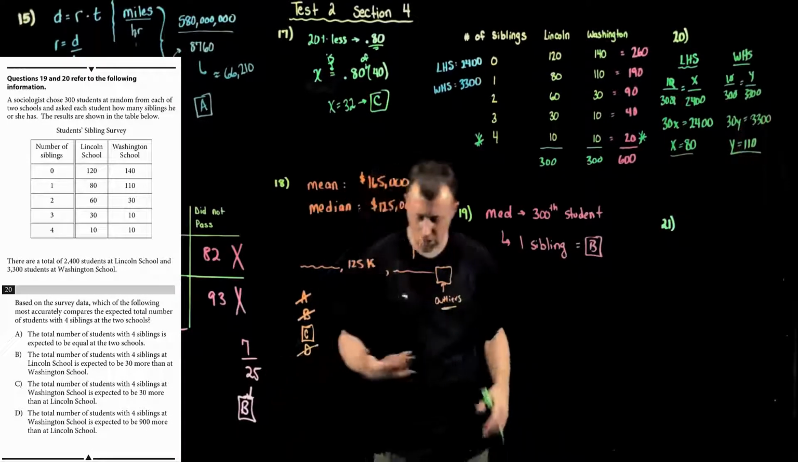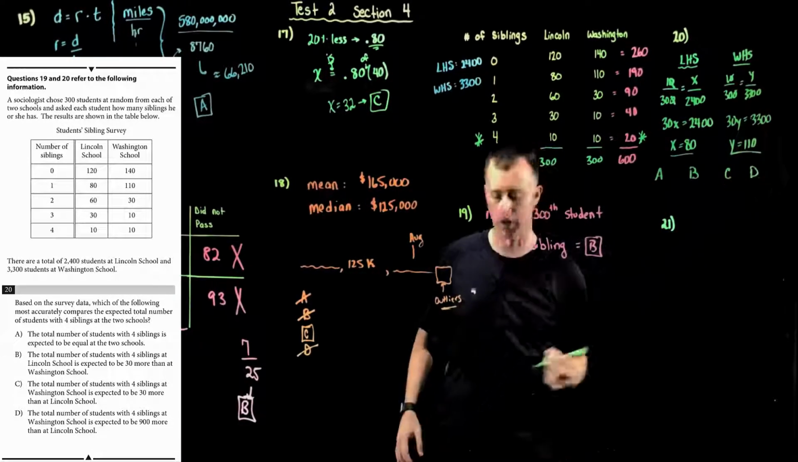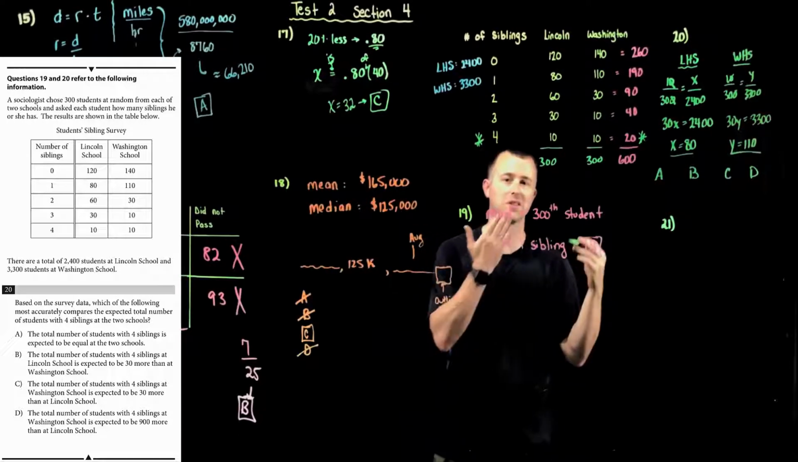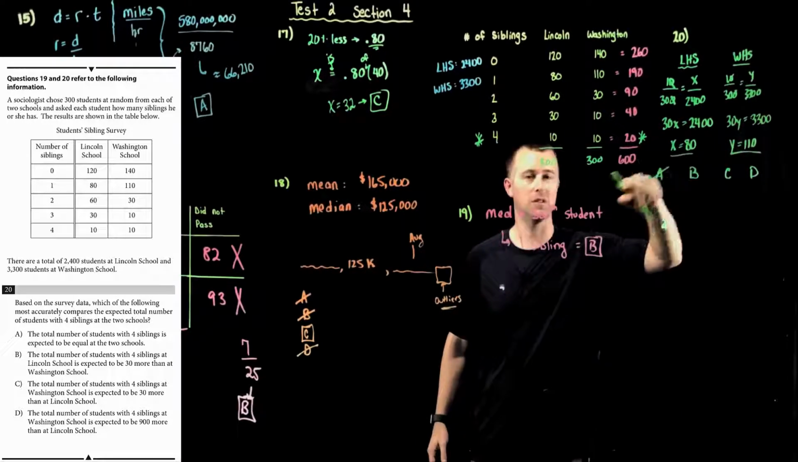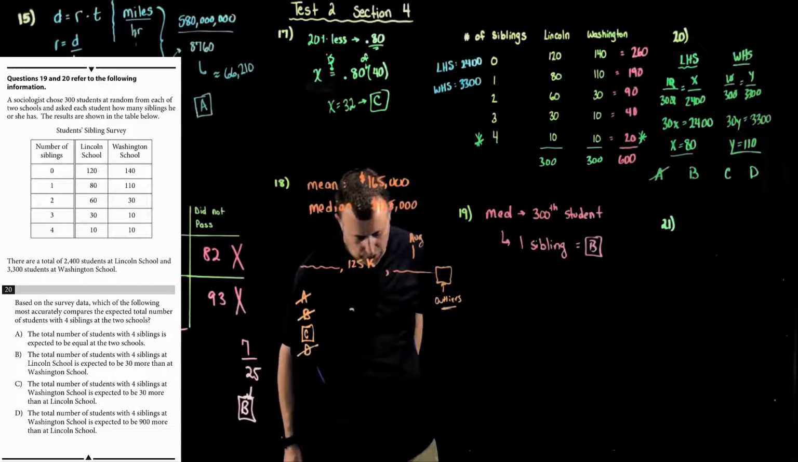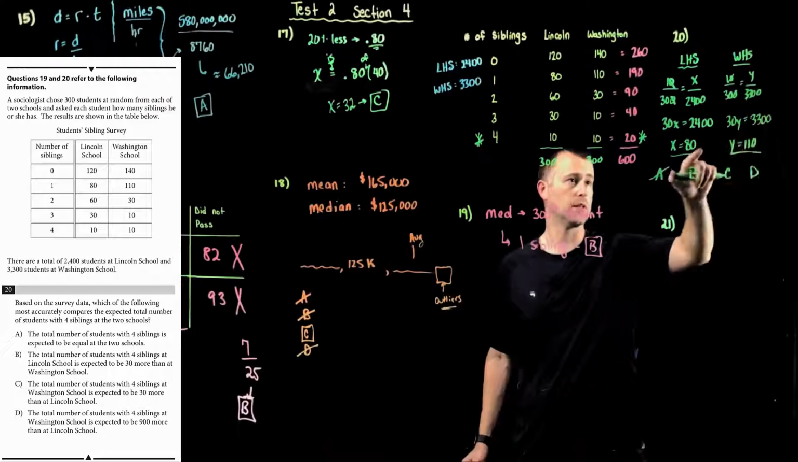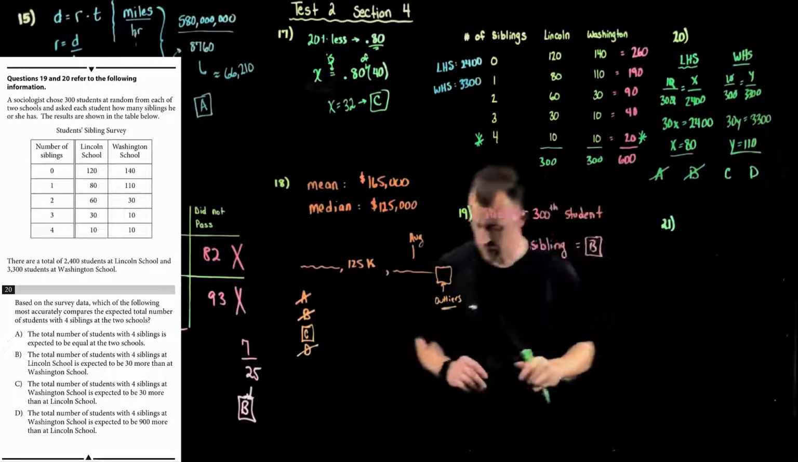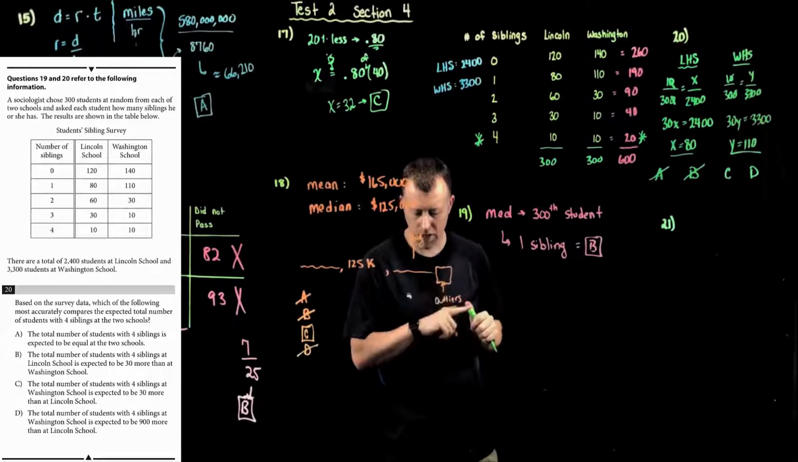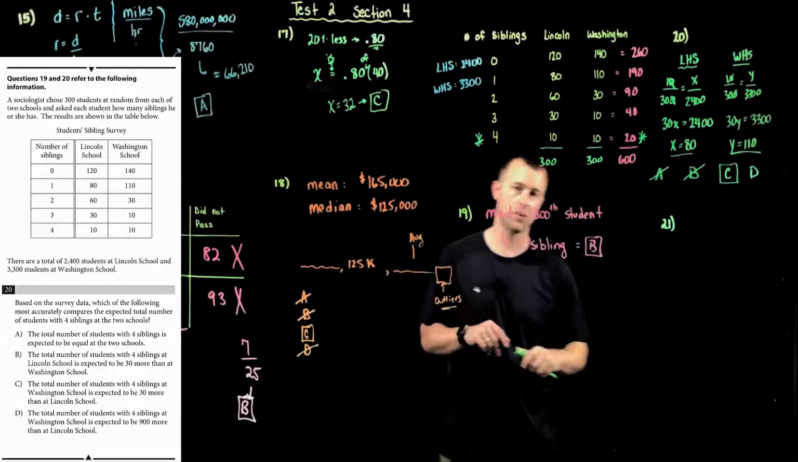So we're just going to go through our answer choices. And let me just put my answer choices here, and we cross out as we go. A says the total number of students with 4 siblings is expected to be equal. That's a great trap. Notice it's answer choice A, but it's not true because the total number of students is different, so that affects your proportion. Next up, the total number of students with 4 siblings at Lincoln High School is expected to be 30 more than at Washington. Saying Lincoln is 30 more than Washington, well, that's actually opposite. It's 30 less. So B is out. C says the total number of students with 4 siblings at Washington is expected to be 30 more than Lincoln, and that's what we have, and that therefore is our answer. So number 20 is going to be C.